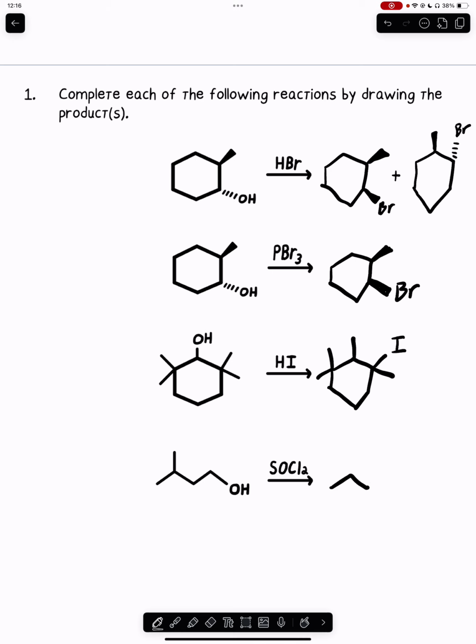So go back into the notes if you want to look at a mechanism for this, but this would be the final product for this one here.